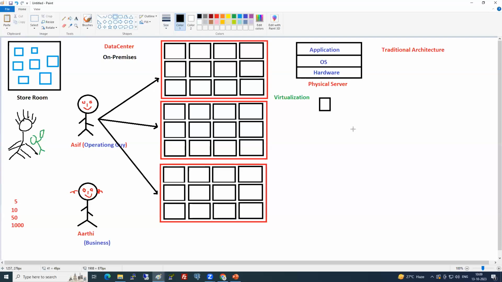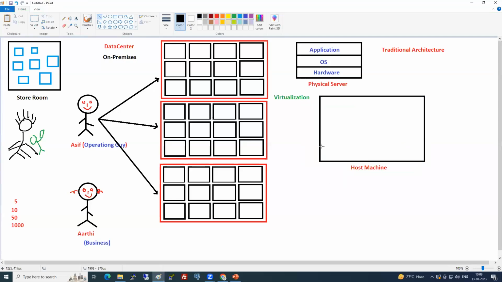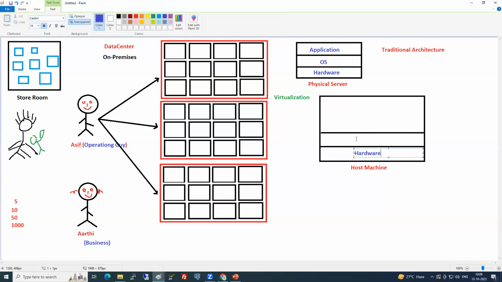So can I call the machine a host machine also? Yes or no, guys? So this is the host machine. Please listen for the next few minutes, very important. On the bottom of this host machine, what do you have? Hardware. On top of it, generally what should we have? But in this case, we don't have an OS. We have something called a hypervisor.